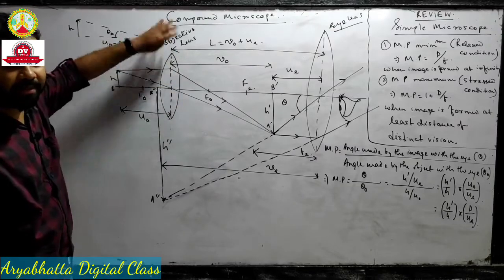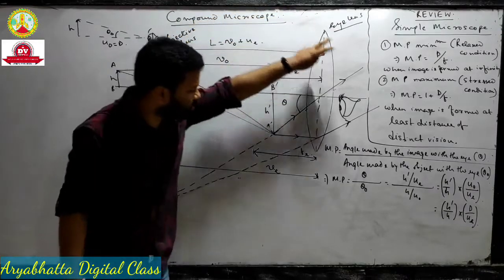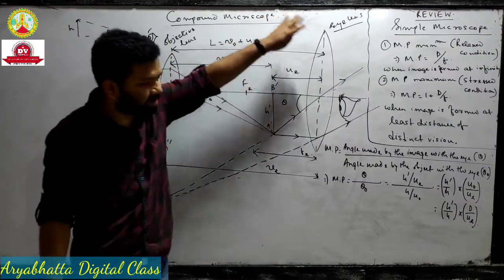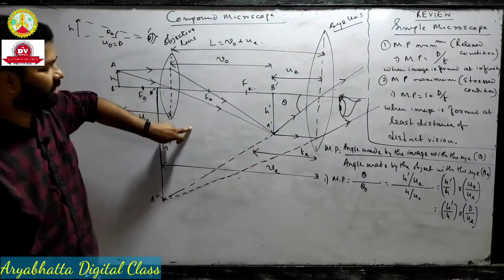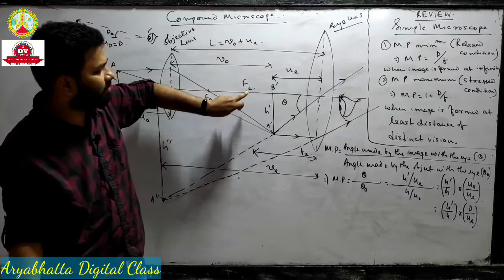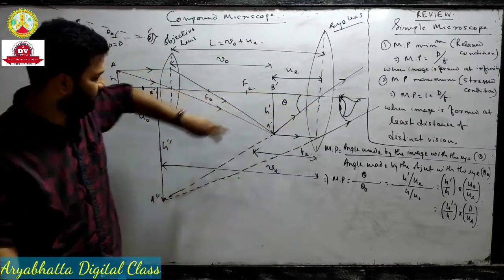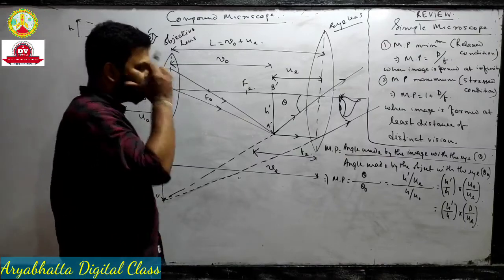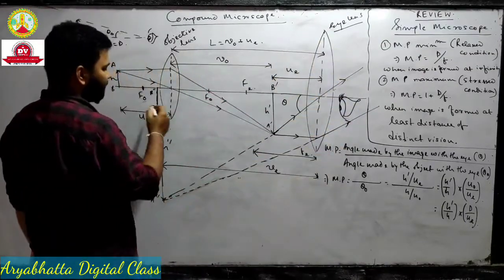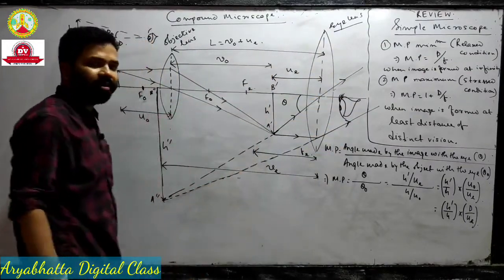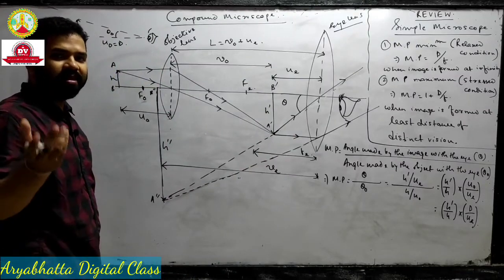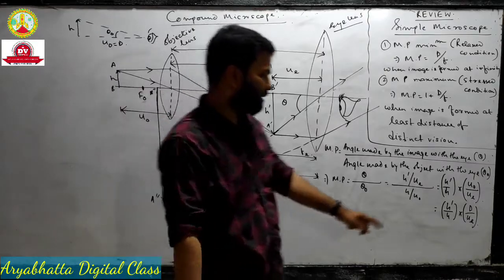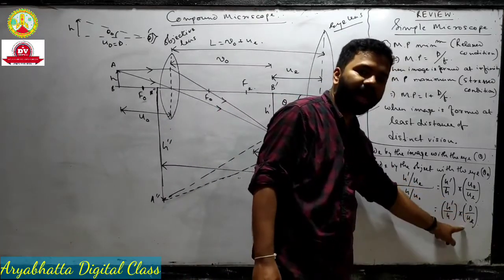And now you forget about this lens. You consider this portion. Forget about this lens. This is nothing but a simple microscope, na? In the inverted position. Dekho, object is in between focus and optical center. So on the same side, an enlarged image will be formed. So this part is nothing but your simple microscope. Simple microscope means simply the magnifying lens. So this is the magnification of the eyepiece.